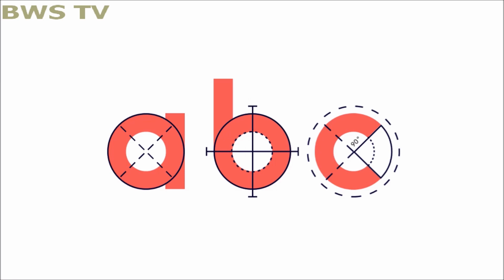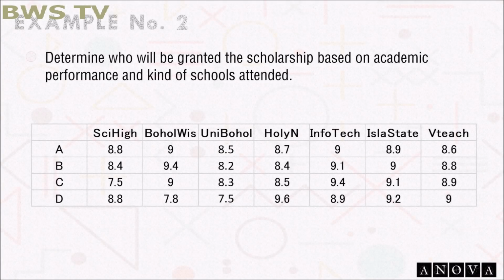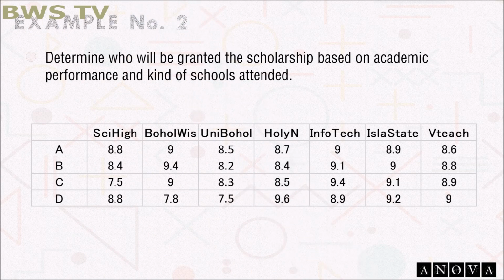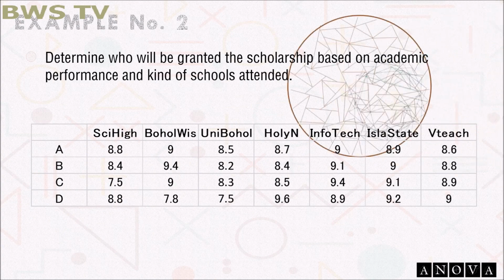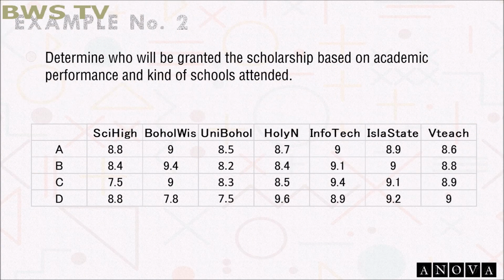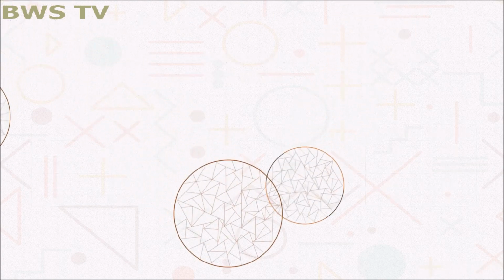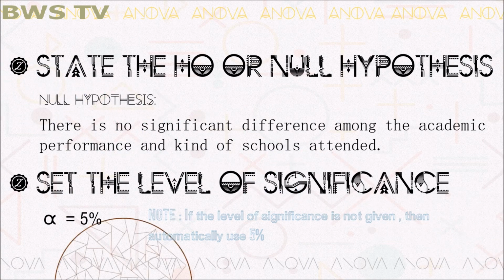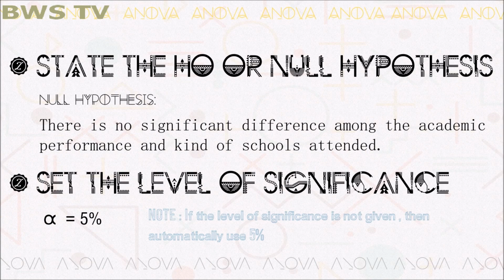So here we have example number 2. Determine who will be granted a scholarship based on academic performance and kind of schools attended. In this example, the schools will be your variables. So again, first we have to state the HO or null hypothesis. Your null hypothesis will be there is no significant difference among the academic performance and the kind of schools attended.